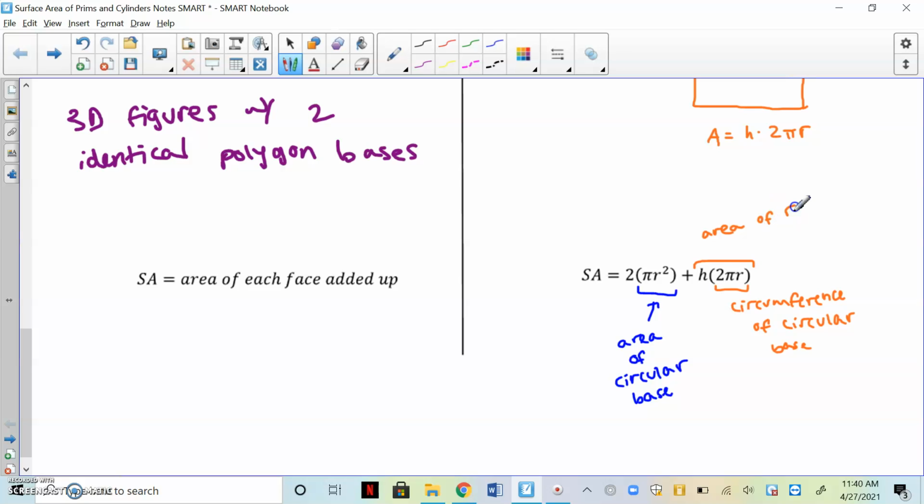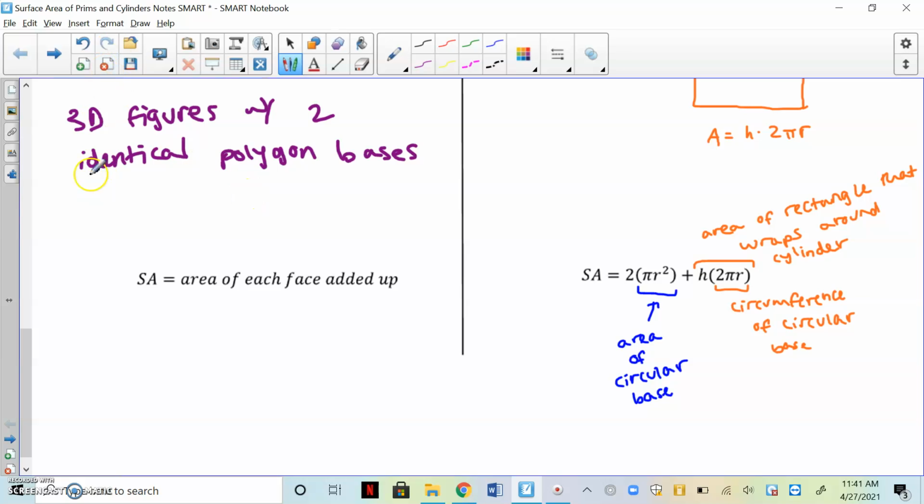Okay, so basically this is the area of the rectangle that wraps around the cylinder. Okay, so I just really want you guys to understand this formula, because if you don't have this memorized, that's okay. It really does make logical sense. It's not just some magic "where the heck did this come from" formula.